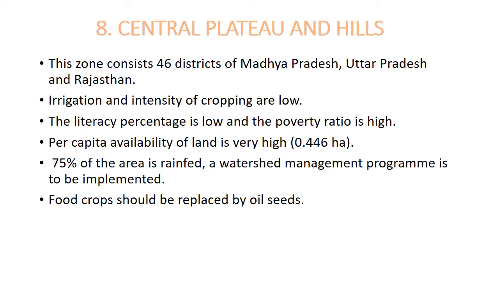Next, Central Plateau and Hills. This zone consists of 46 districts of Madhya Pradesh, Uttar Pradesh and Rajasthan. Irrigation and intensity of cropping are low. Literacy percentage is also low, and poverty ratio is high. Per capita land availability is very high, that is 0.446 hectares. 75% of the area is rainfed, and a watershed management program is to be implemented. And food crops should be replaced by oilseeds.